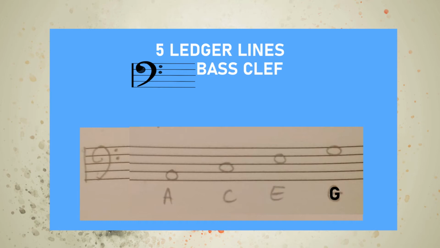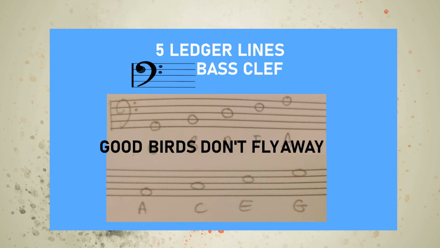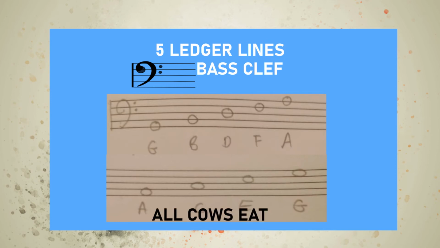The mnemonic you can use for this is good birds don't fly away, for the notes on the lines, and all cows eat grass, for the notes in the spaces.